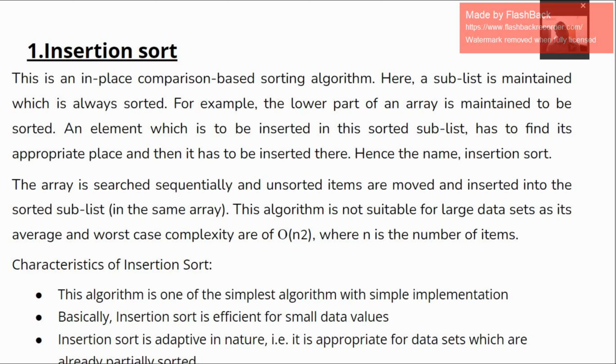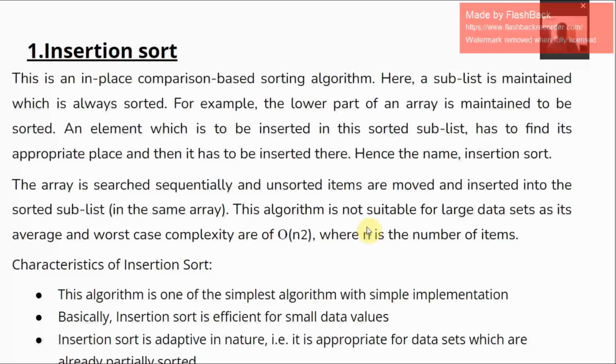Hence, the name insertion sort. The array is searched essentially, and unsorted items are moved and inserted into the sorted sublist in the same array. This algorithm is not suitable for large data. Its average and worst case complexity is O(n^2), where n is the number of items. That's what it is. Then the characteristics are shown on the slides.